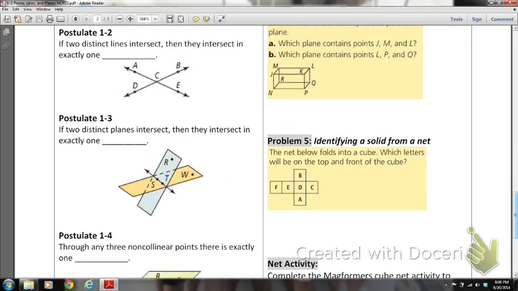The second postulate says if 2 distinct lines intersect, then they intersect in exactly 1 point. Here we have line AE, and we have line DB, and they are intersecting in point C.